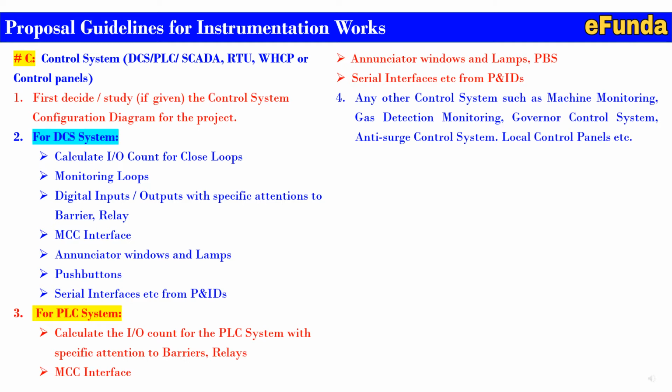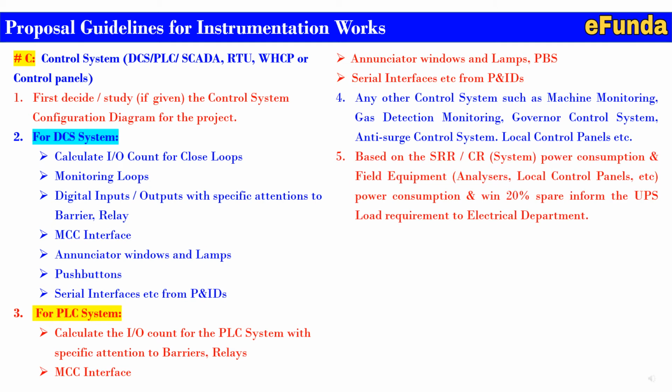are to be considered. Fifth, based on the satellite rack room, that is SRR, and the control room, that is CR, for system related points, power consumption and field equipment analyzers such as the local control panel, etc., are to be considered. Add 20% spare on the power consumption and inform the UPS load requirement to the electrical department so as to consider UPS estimation by the electrical department.